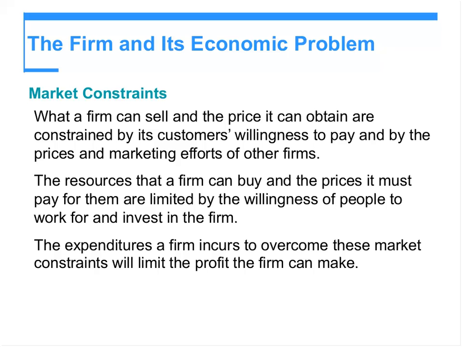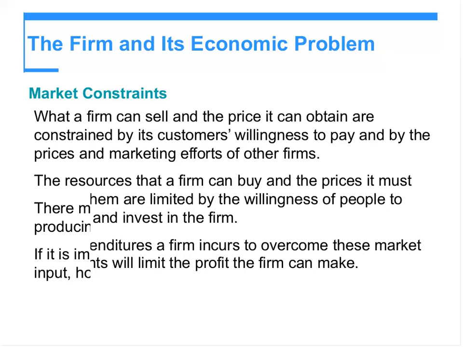So the resources that a firm can buy and the prices it must pay for them are limited by the willingness of people to work and invest in the firm. So you can see these resources are limited. The market is limited. That's why the expenditure the firm incurs to overcome these market constraints will limit the profit the firm can make. So another constraint to the whole profit-making procedure is the fact that the market is something you really need to discover. You have to spend so much money to see what factors can help you, and that definitely limits your profitability.